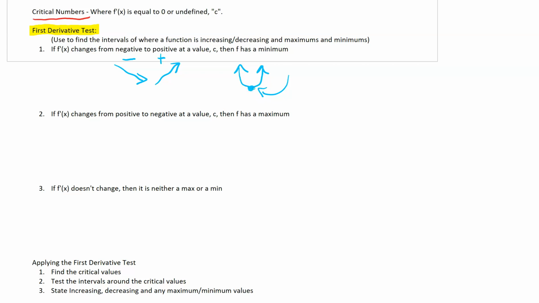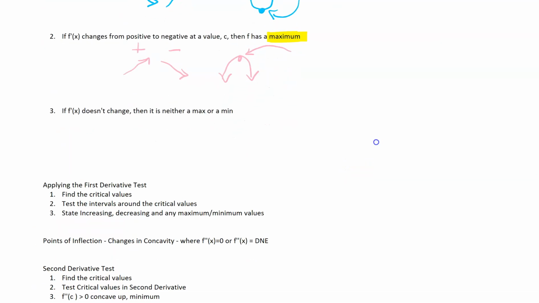If f prime of x changes from positive to negative, so we're going from a positive or a slope that's going upward to a negative or slope that's going downward, then we're going to have a maximum. And again, this would be such as on a parabola, this point here gives us a maximum value. And then if f prime of x doesn't change, then it's neither a max nor a min. And so we're going to take what we know about increasing and decreasing functions and apply it and go, you know what, now that we know it's going down and then upward, here's where we're going to have a minimum value, or here's where we're going to have a maximum value. Or if neither of that's happening, it's not changing over, then it's not a min or max.